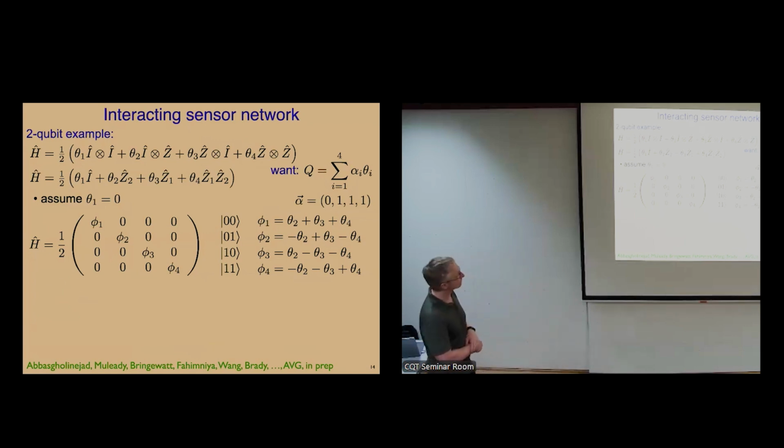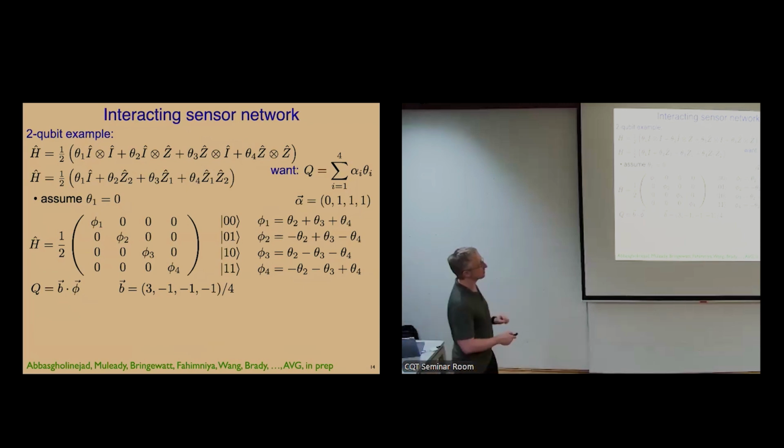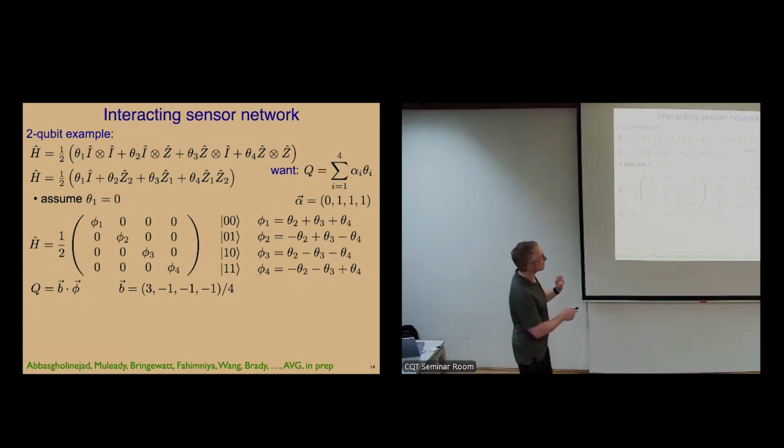Very simple. Okay, so I'm interested in alpha dot theta, and if I want to write it in terms of phi, it's b dot phi, where b happens to be this. You can trust me, I did this calculation. And now I'm looking at this vector b, and I know what my protocol is. My protocol says I first look at all the positive guys, and there's only one positive guy.